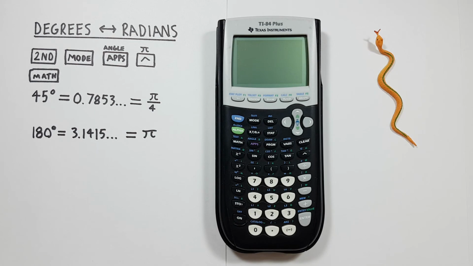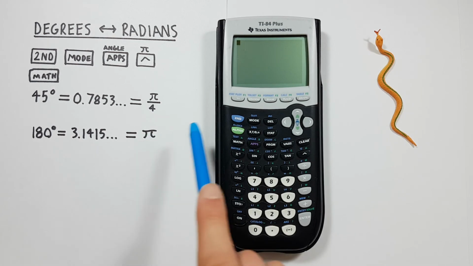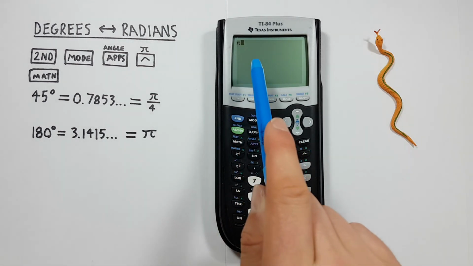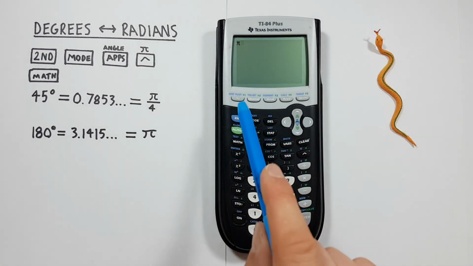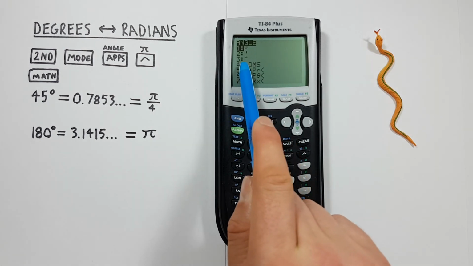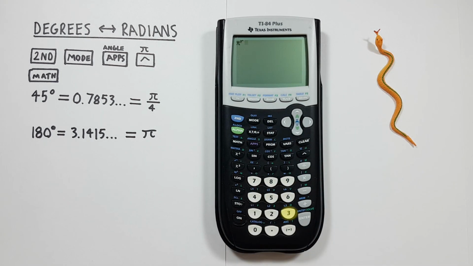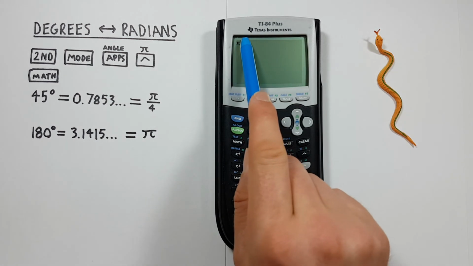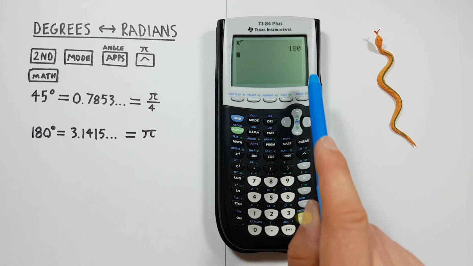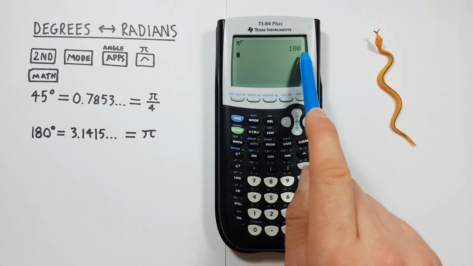Same thing with our other example. If we just enter pi on our screen, there we go, and then tell our calculator this is in radians by pressing the second angle key and selecting the third option. There we go, pi radians in degree mode, and we press enter, and we get a result of 180 degrees.